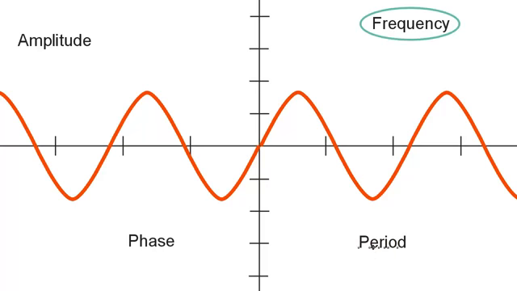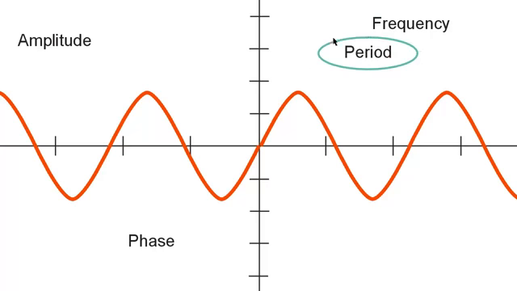The period of a wave is the length of time it takes for one cycle. The frequency is the number of cycles per unit time. So we might talk about cycles per second for frequency and seconds for period, or cycles per microsecond for frequency and the period in microseconds, things like that. So that's what we have in this case.